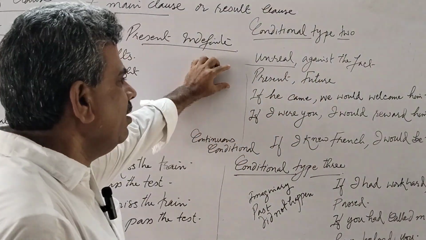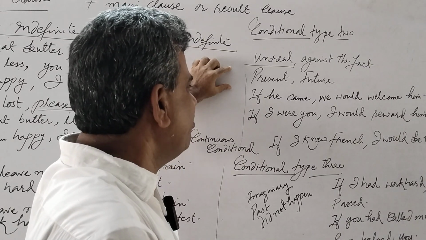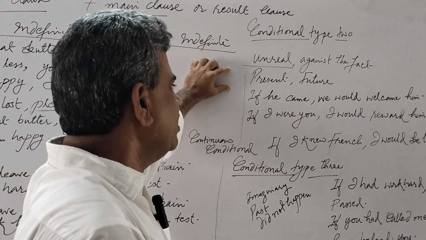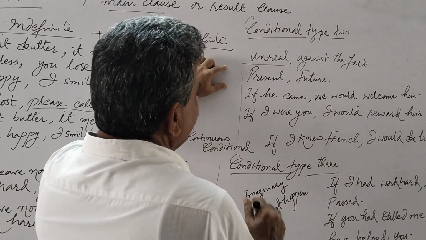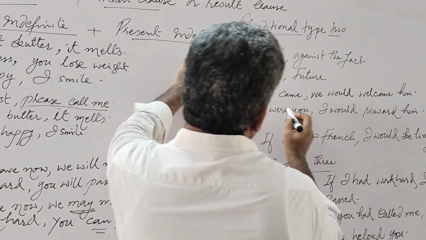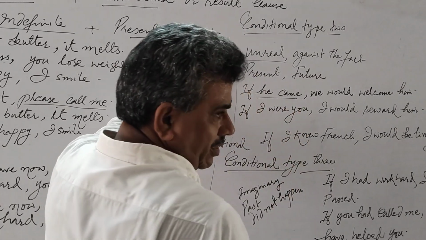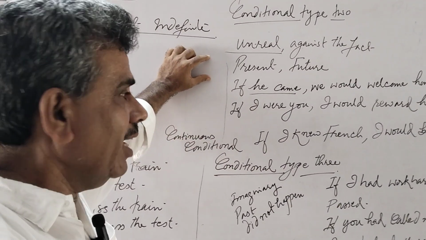But we have here two tenses. It may be present tense or it may be future tense, but present or future are in unreal past. Just like we say, if he came, we would welcome him. If he came, it's unreal past. We can say it is unreal past, it is not the real past.